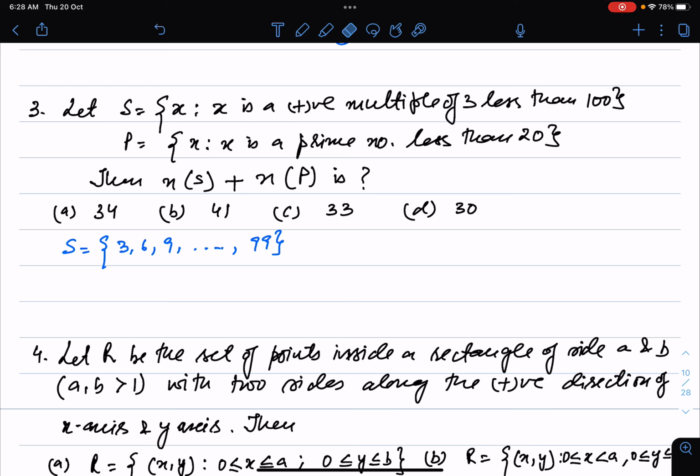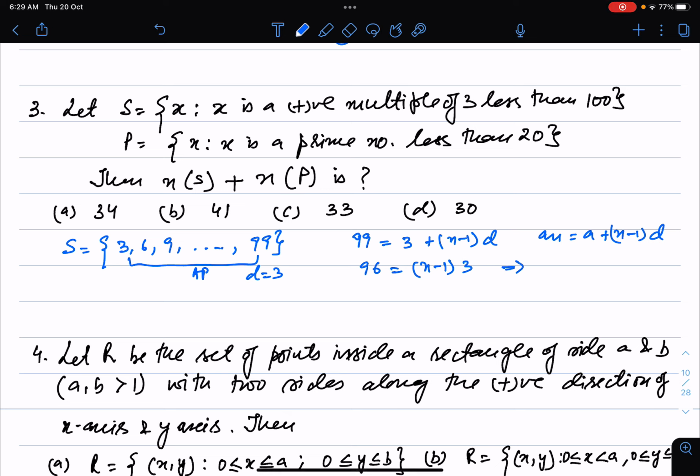If you are unable to find out, then the best way is that you can see that this is in AP. This whole is in AP. So the last term is 99, and it equals the first term 3 plus n minus 1 into d, where d is the common difference. We know the formula of the nth term, a plus n minus 1 into d, where d stands for the common difference, an stands for the last term, and a stands for the first term. And in this case, the common difference is 3. So 99 minus 3 is 96, equals n minus 1 into 3. From here you can find out the value of n is 32 plus 1, that is 33. Am I right? 33. So n(S) is 33.